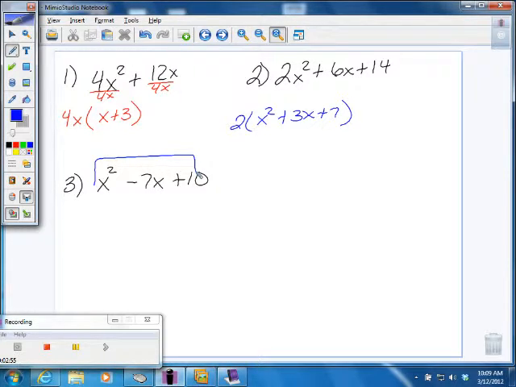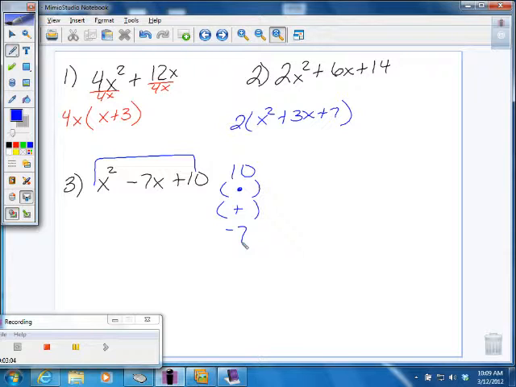So 1 times 10. So I need 2 numbers that multiply to give me 10, but add to give me my middle term. Remember, first times the last, and it's got to add up to the middle. So I need 2 numbers that will multiply to give me my first times my last, but add up to give me my middle term. First times the last, add up to the middle.